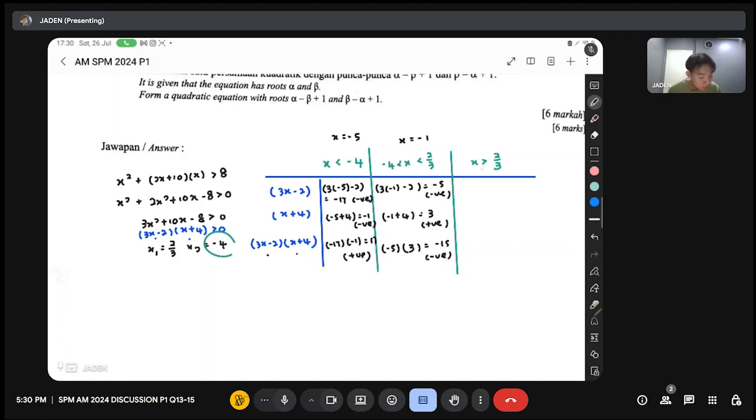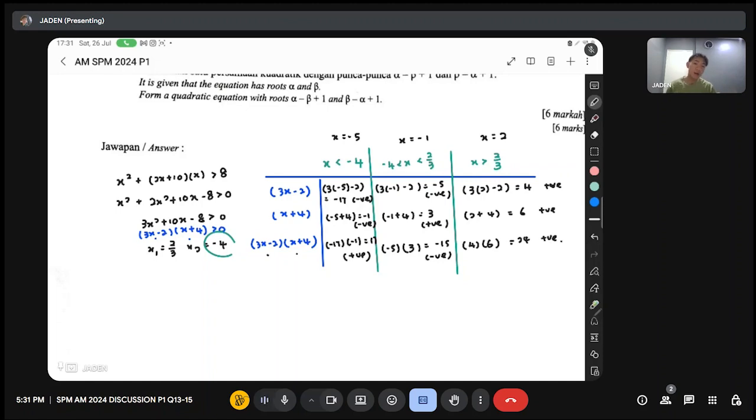Okay, next thing, x greater than 2 over 3. Let's just pick x equal to 2. So that will be 3 times 2 minus 2. You get 4 as a result. This is a positive answer. And then 2 plus 4, you get 6, positive answer. And that will be 4 times 6, which is 24. It's also a positive answer.